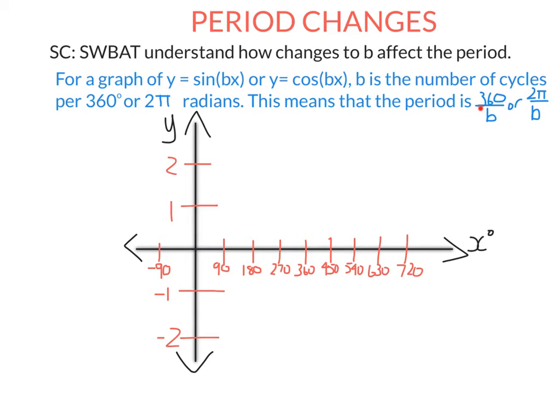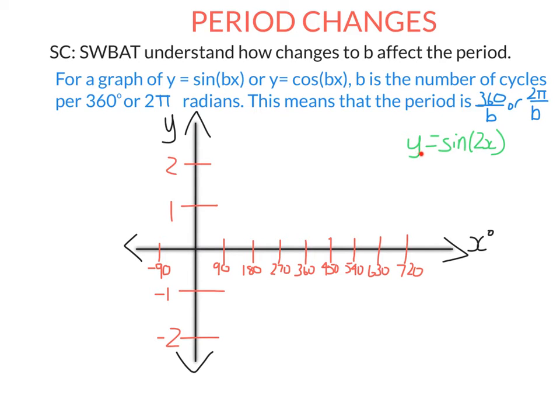Now it turns out if we change this number in front of x, that will change the period. So the period is 360 divided by this number in front of x, b, or 2 pi divided by b. Obviously, 360 divided by b is the period when we're dealing with degrees, and 2 pi divided by b is the period when x is in radians. So let's look at an example. We'll now graph a change to the period.